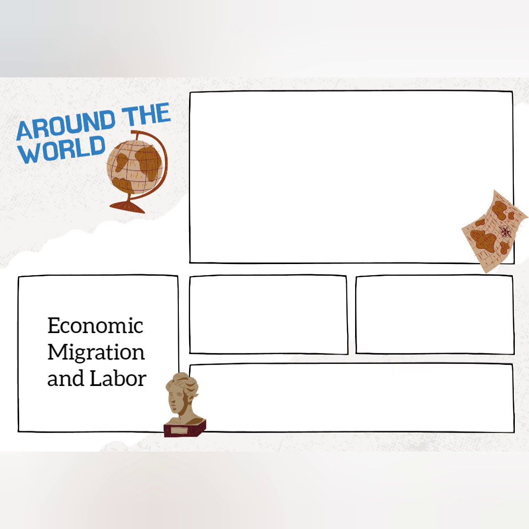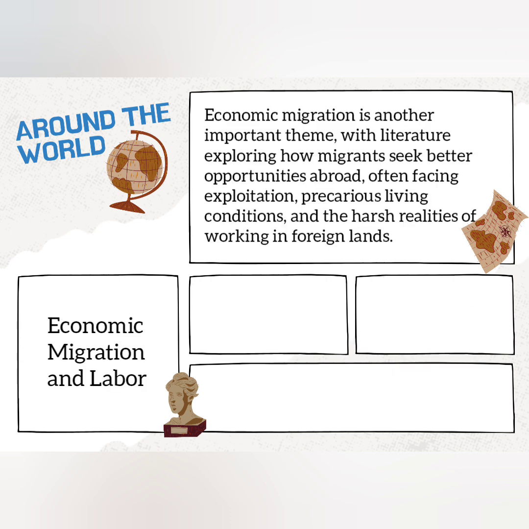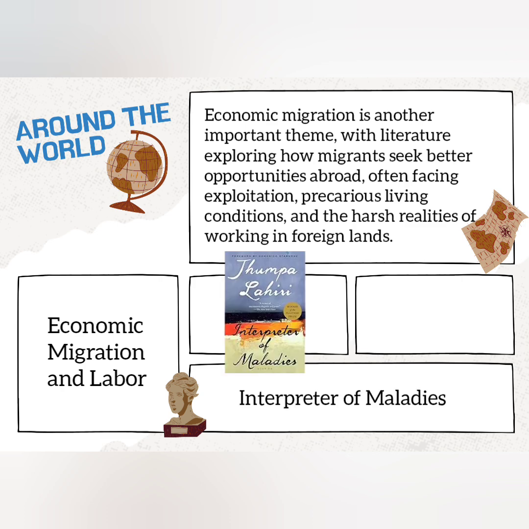Economic migration and labor. Economic migration is another important theme with literature exploring how migrants seek better opportunities abroad, often facing exploitation, precarious living conditions, and the harsh realities of working in foreign lands. In Interpreter of Maladies by Jhumpa Lahiri, the lives of Indian immigrants in the US and India are explored, focusing on their struggles with identity, work, and family dynamics in foreign lands.